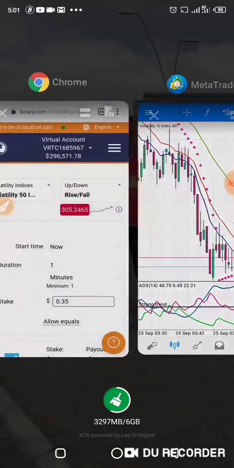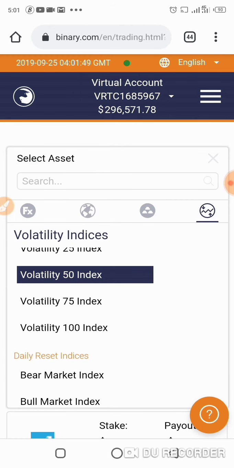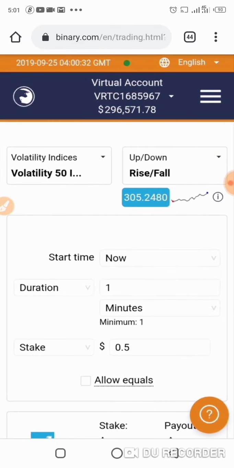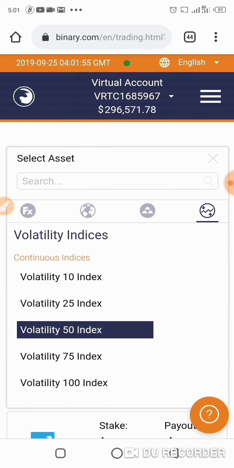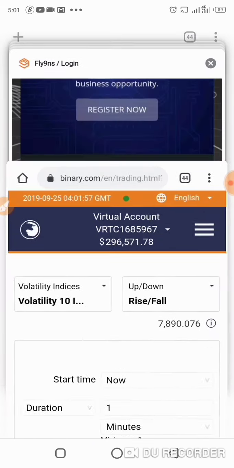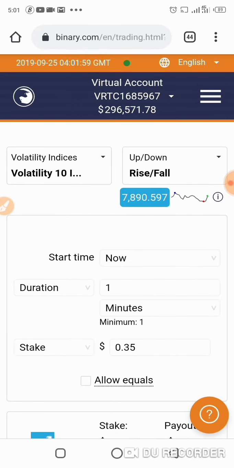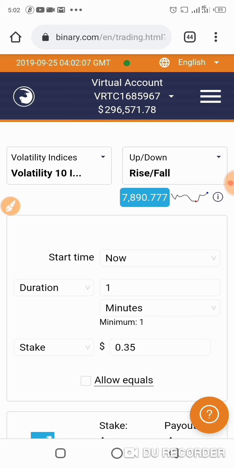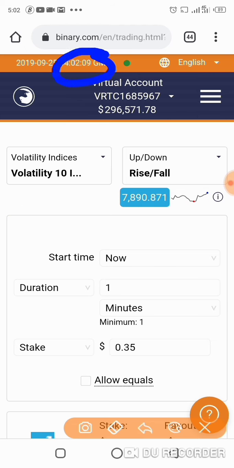So we go to our volatility index 10, we change here to 10. We also change here to 10 as well. So here will be 0.5, here will be 0.35. So what we need to do at the starting of, oh, it has already started. So what you need to do is to wait. When the sequence is within 57 to 58 seconds, you go ahead and place your trade.